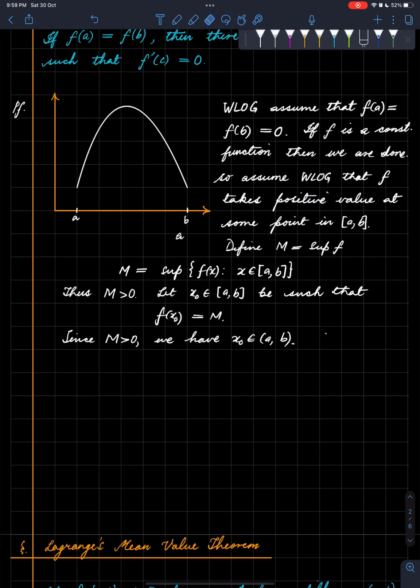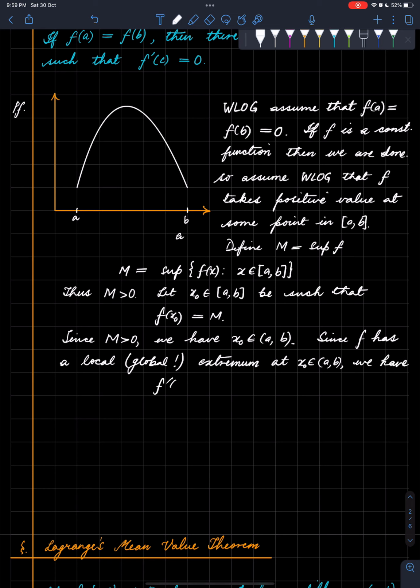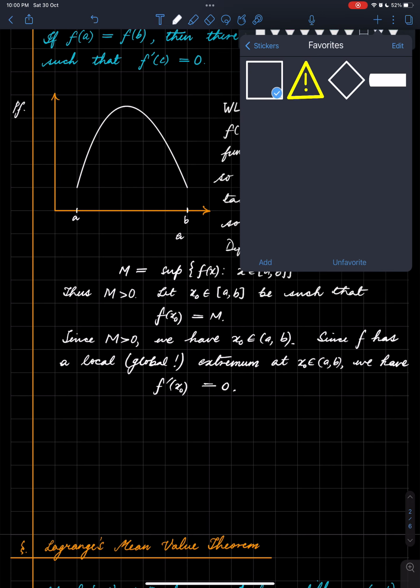or okay, let me express it in a different way. Since f has a local extremum, actually a global extremum, at x naught, where x naught is actually in this open interval, we have that the derivative of f at x naught is 0 and we are done. So that's it, that's the proof.